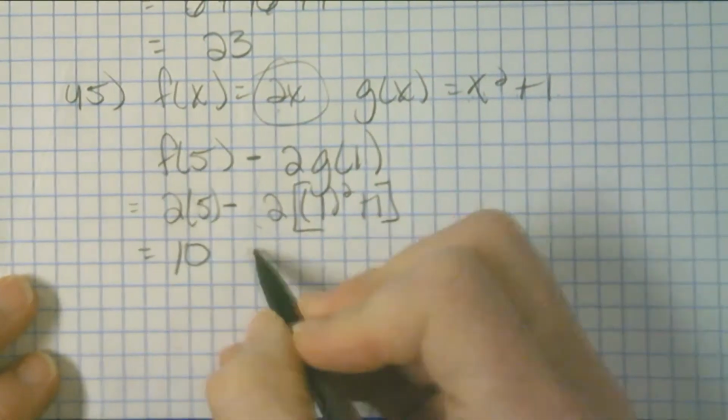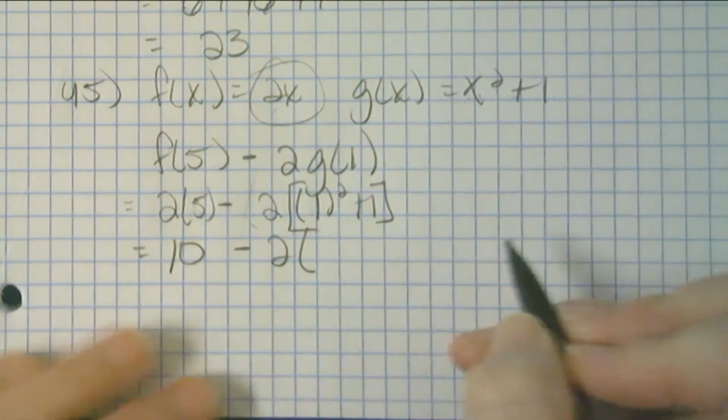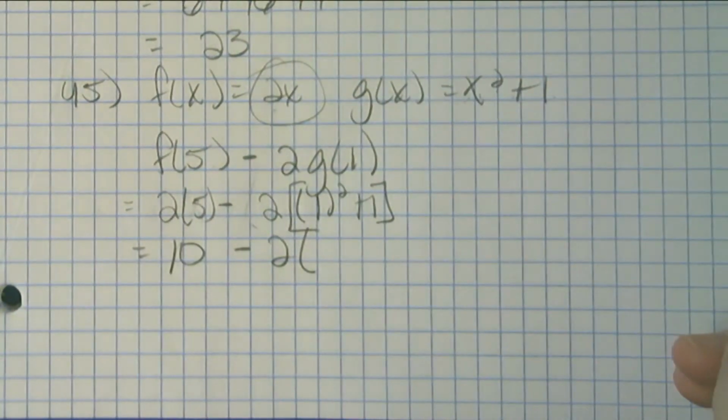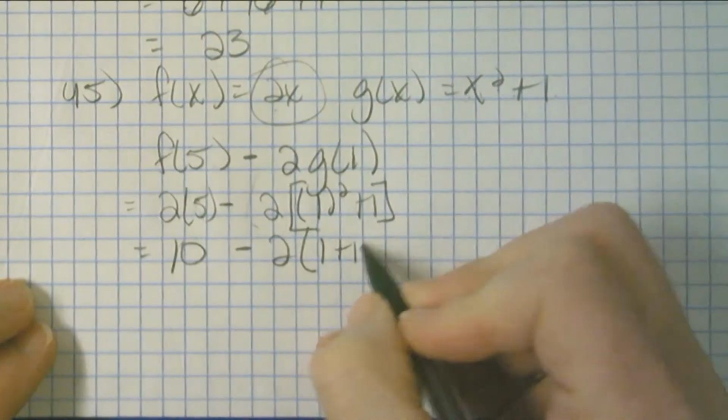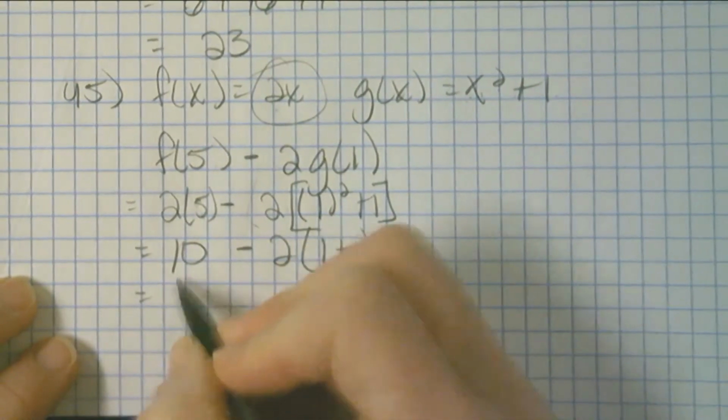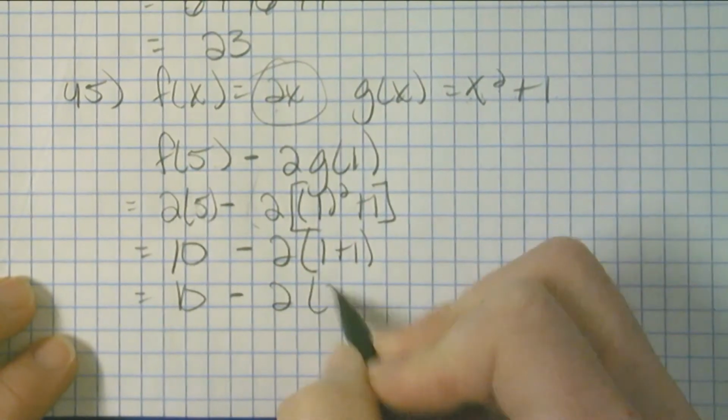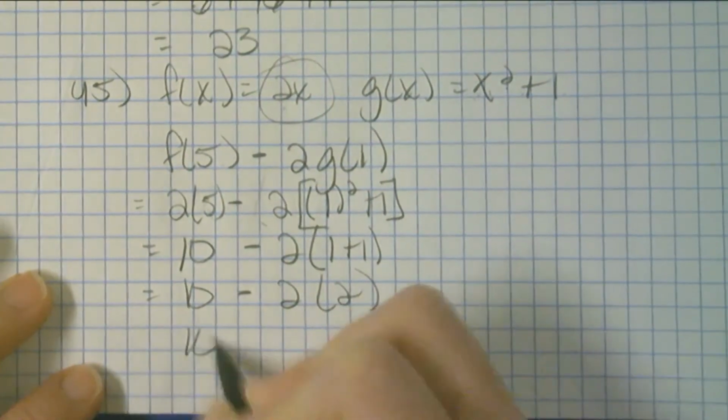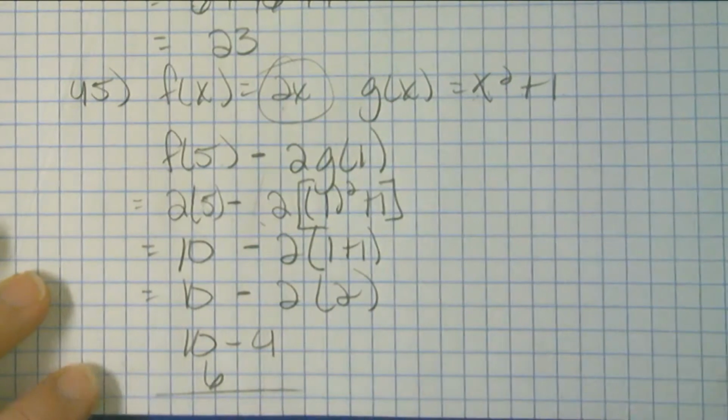So I have 10 minus 2 times, well, what's 1 squared? What's 1 squared, Peter? 1, so that's 1 plus 1. So I have 10 minus 2 times 2. So this is 10 minus 4, which gives me a 6.